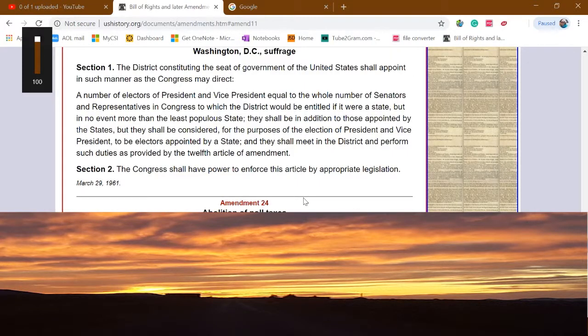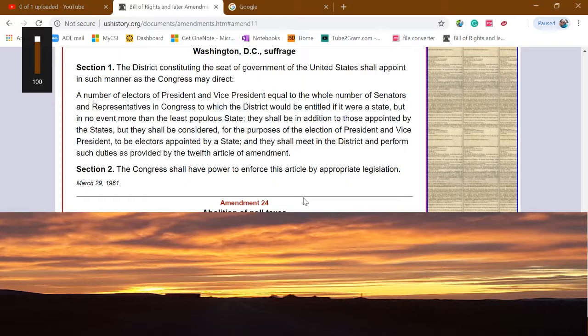Amendment 23. Washington, D.C. Suffrage. Section 1. The district constituting the seat of government of the United States shall appoint in such manner as the Congress may direct a number of electors of President and Vice President equal to the whole number of Senators and Representatives in Congress to which the district would be entitled if it were a state, but in no event more than the least populous state.